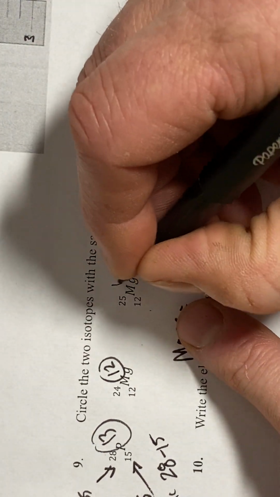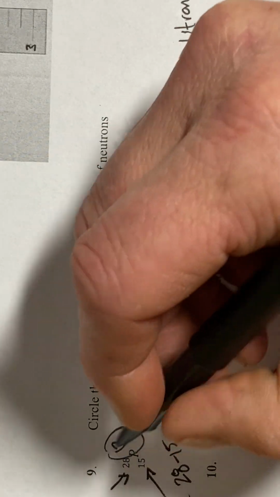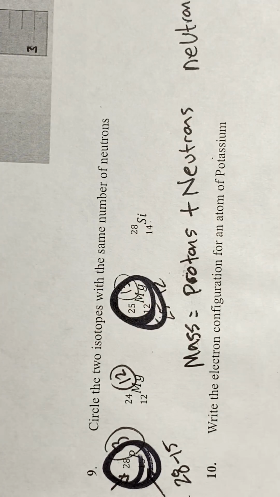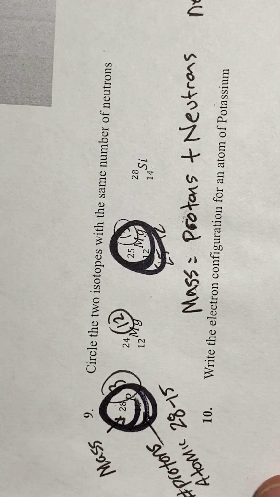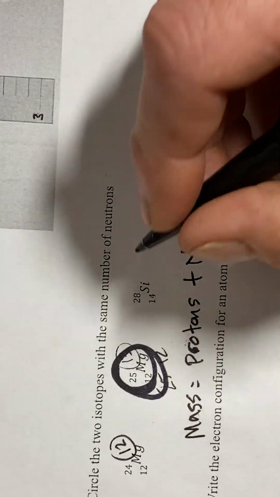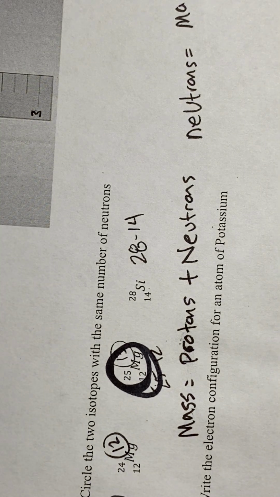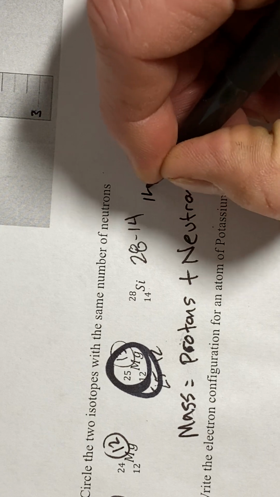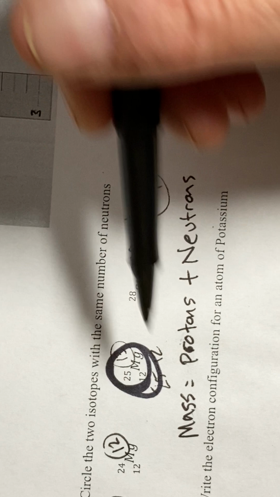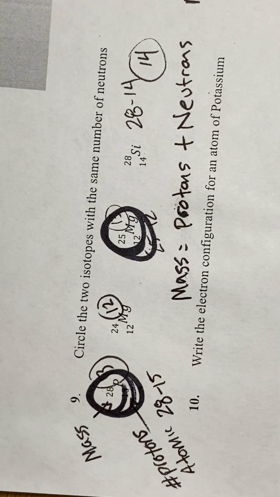So this one has 13 neutrons. That's 25 minus 12. And so there's our 2 right there, by the way. This phosphorus and that magnesium, those guys have the same number of neutrons. They both have 12. And just for fun here, 28 minus 14, that is 14. Okay, so yeah, phosphorus 28 and magnesium 25, they have the same number of neutrons.